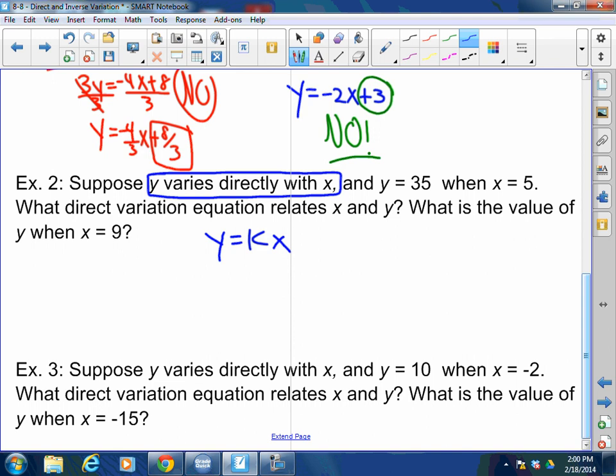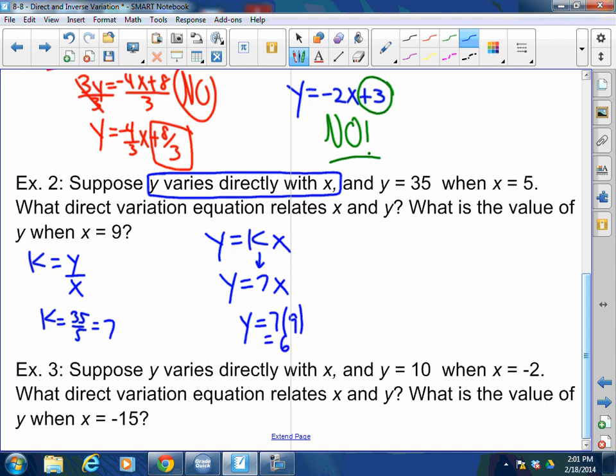And y equals 35 when x equals 5. What direct variation equation relates the x and the y? What is the value of y when x equals 9? Guys, all you got to do is solve for k. Two ways to do that. You could remember right off the bat that k equals y divided by x. In that case, k equals 35 divided by 5, which is 7. So my formula now is y equals 7x. Once you have that, what is the value of y when x is 9? When x is 9, 7 times 9, y would equal 63.